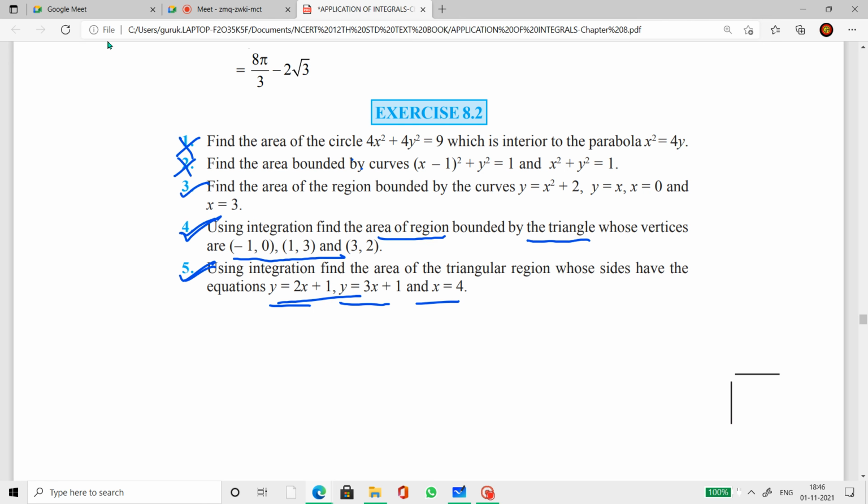And then plot the vertices. Then join the points, you get the triangle. And now place the equations on the right side. Start integrating like we did in the previous one. So let's get started with that.